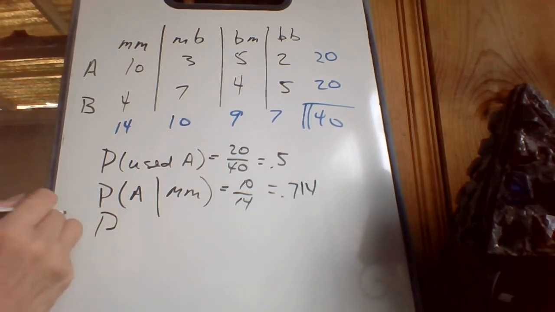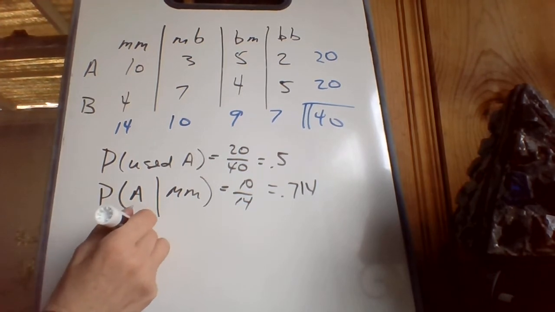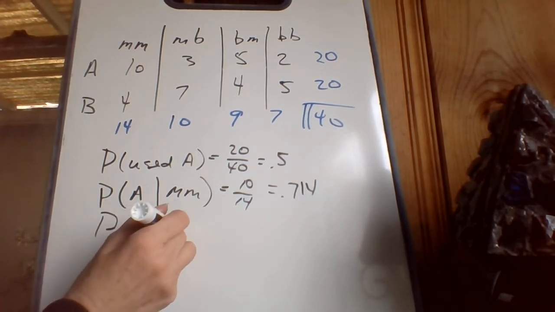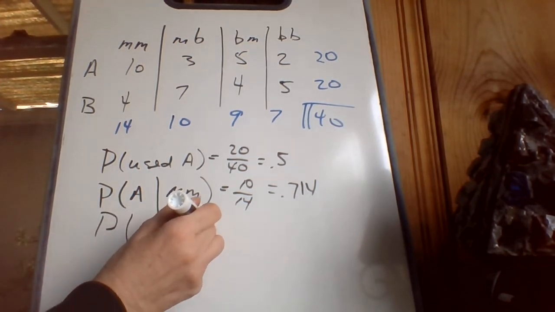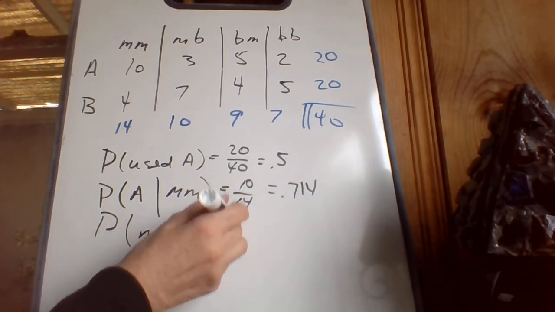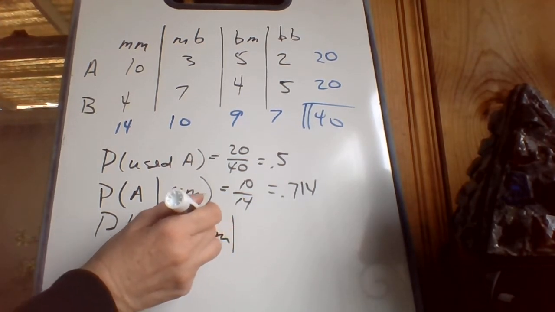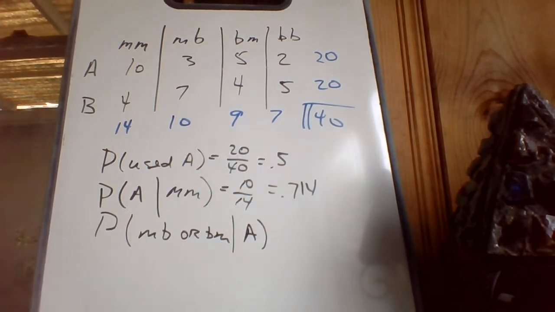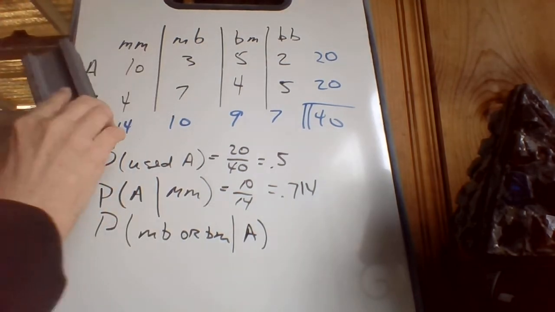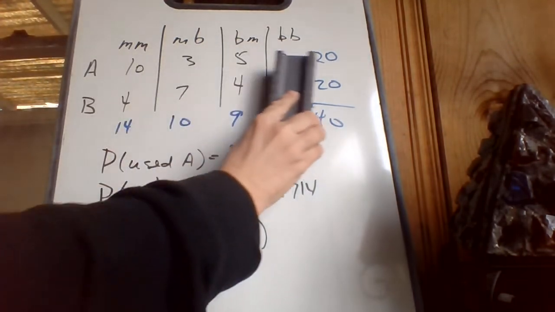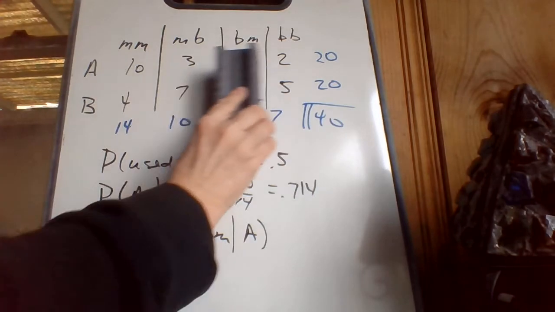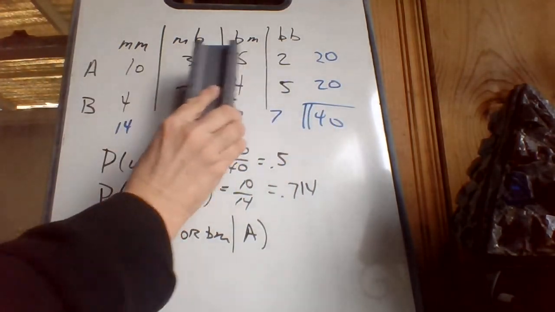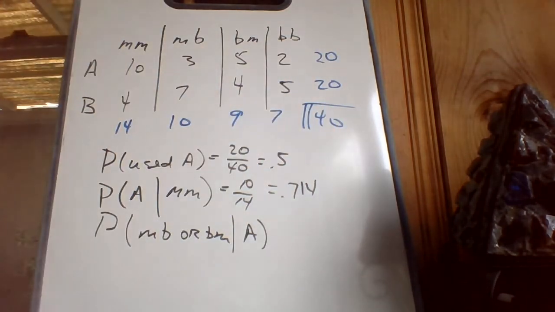Probability of mint bubble or bubble mint given machine A. Okay, so now I would be erasing this way. I don't want to really erase all of this. The only line you can see is that top line, 10, 3, 5, 2, and 20.